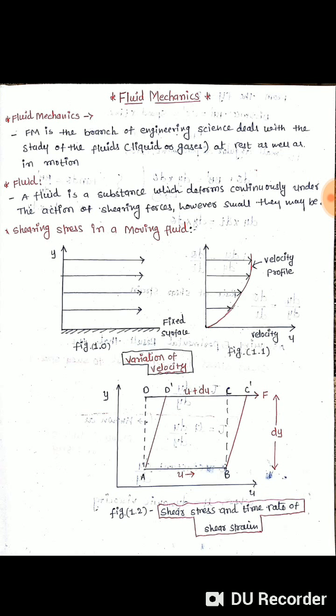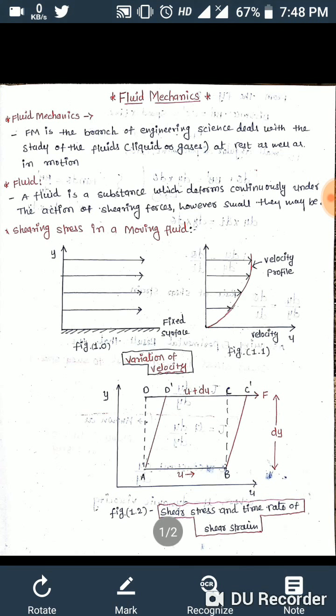surface of the solid is zero and the shear stress is maximum. Now with increasing distance from the solid surface, the velocity gradually increases and the shear stress gradually decreases. So we can conclude that the shear stress is inversely related to the velocity of the fluid from the solid surface, right? This is the fundamental of fluid mechanics.